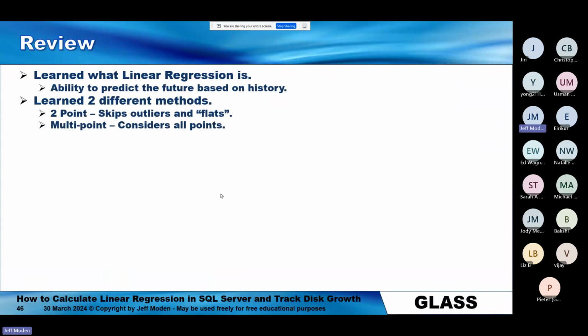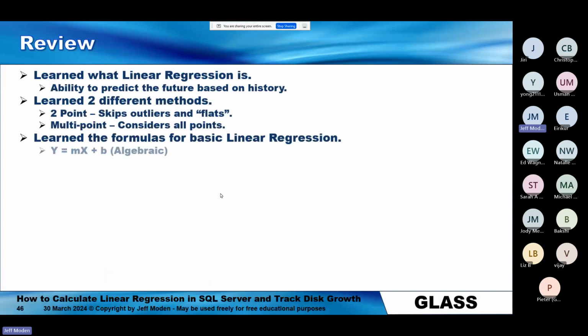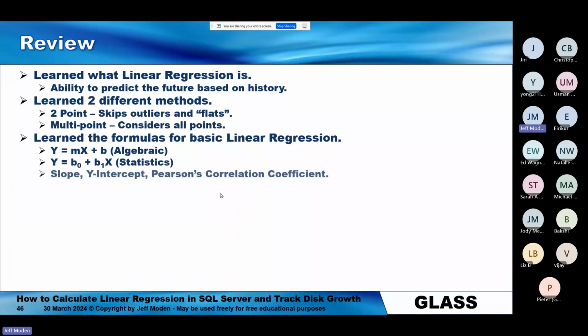And we learned the multi-point method, which considers all of the points. We learned the formulas for basic linear regression, and they're ugly formulas. There's sums all over the place, but they all boil down to y equals mx plus b, or y equals b0 plus b1 x for statistics. And then we learned the formulas for slope, y-intercept, and Pearson's correlation coefficient, otherwise known as R squared.